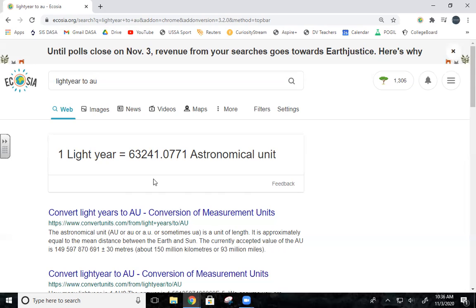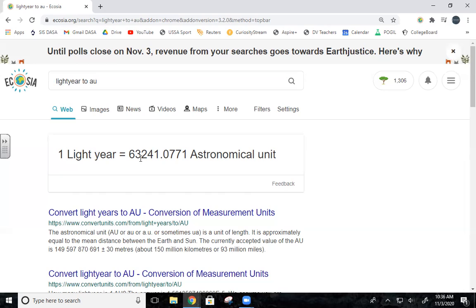All right? The distance between the Earth and the Sun, an astronomical unit, only takes 8 minutes for light to travel. Okay, 8 minutes. So over an entire year, it's 63,241 astronomical units.